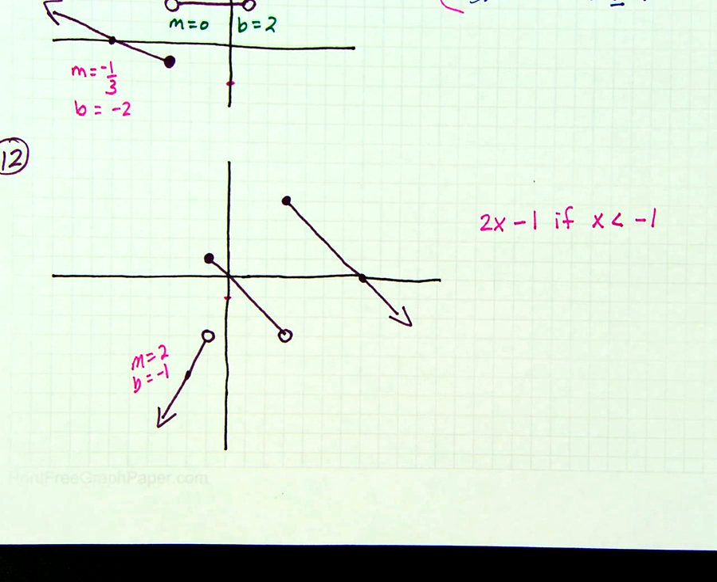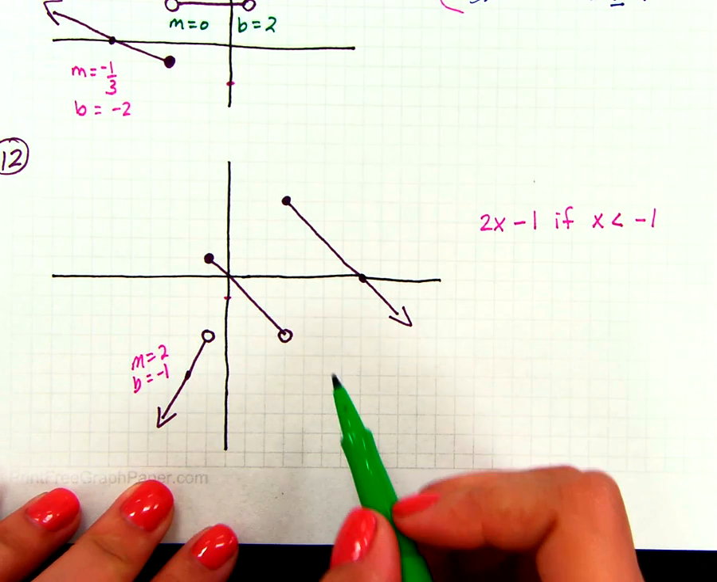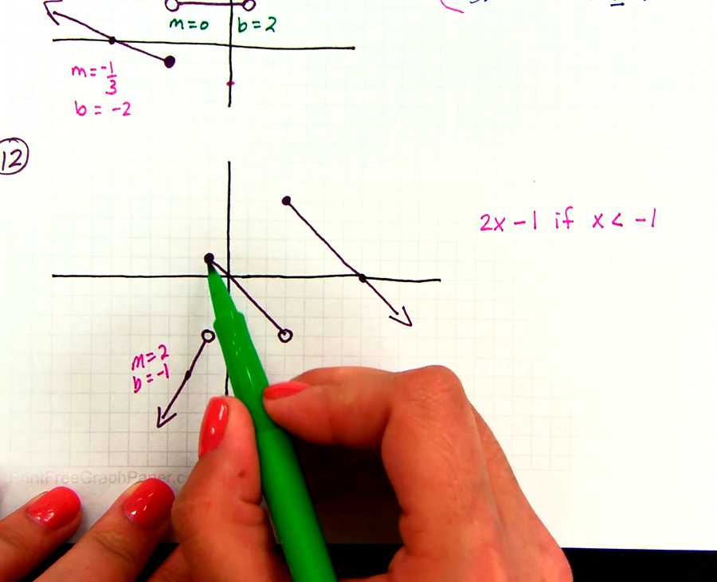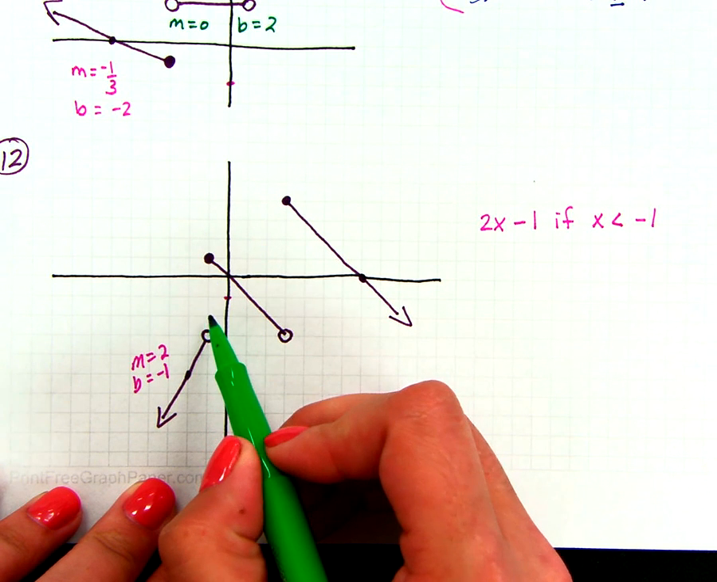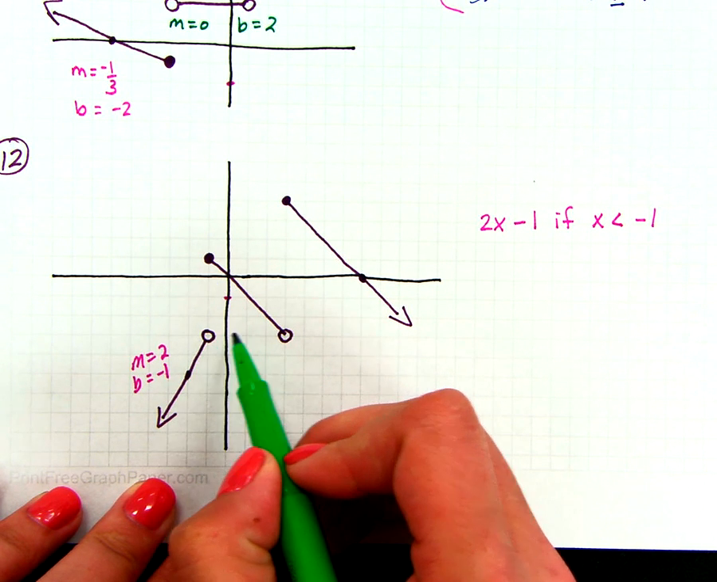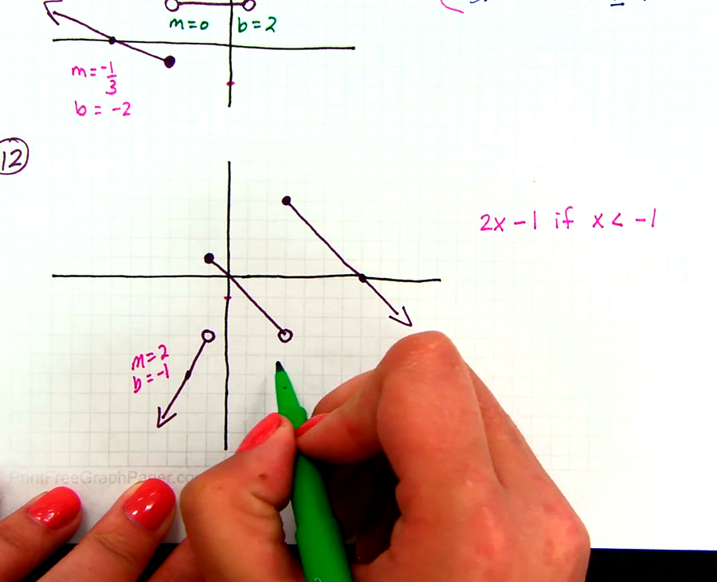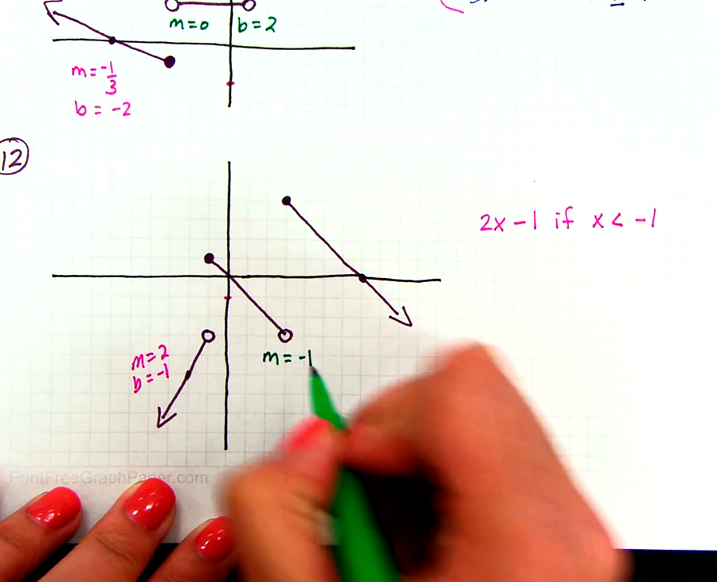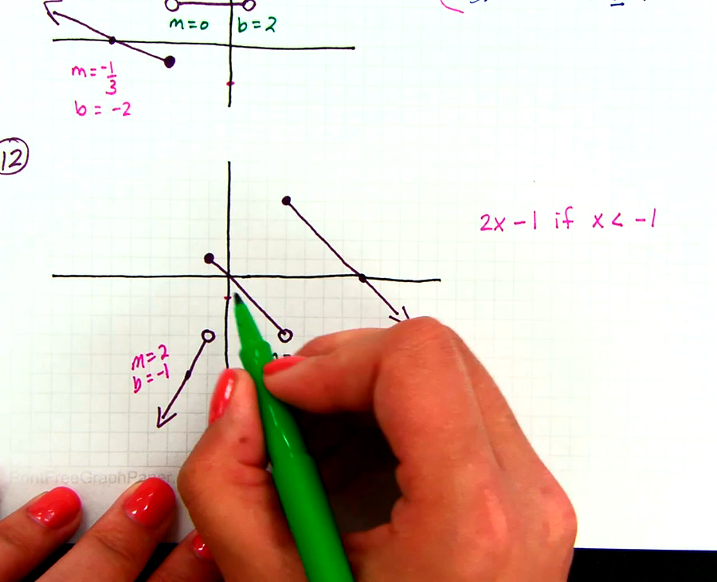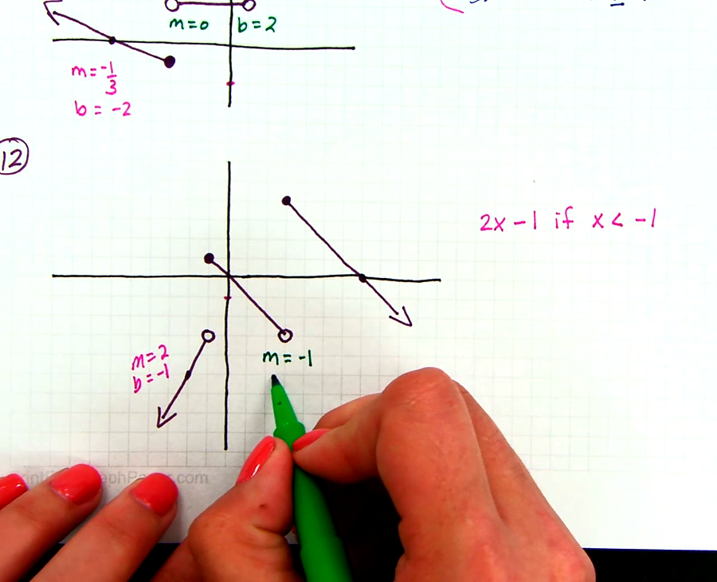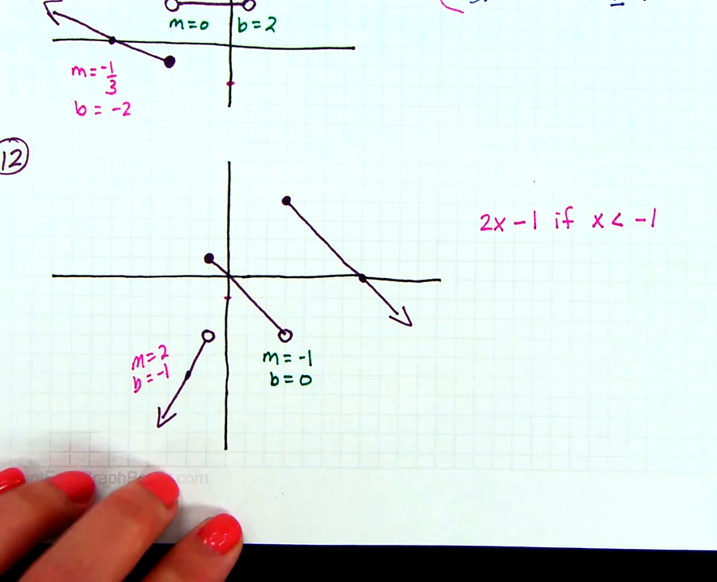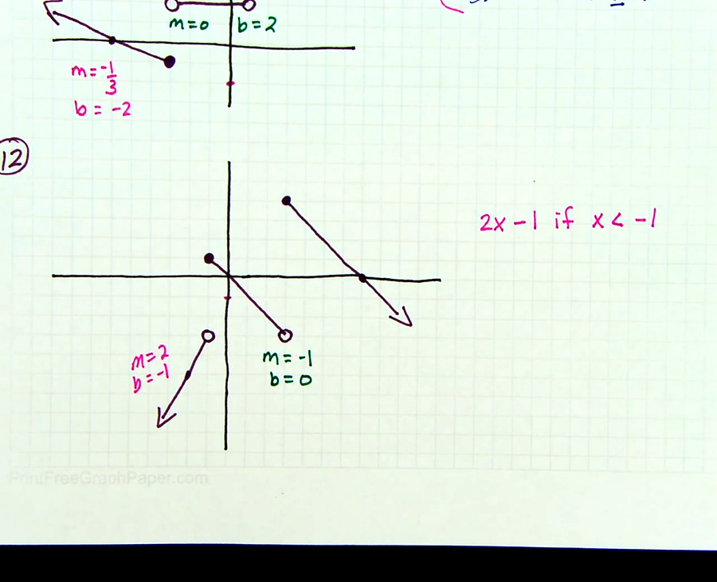All right, next one. So again, we're just going to find our slope. So it looks like we are going down 1, 2, 3, 4 over 1, 2, 3, 4. So if we have -4 over 4, that's going to reduce to -1 for our slope. And it's going through the origin for our y-intercept, so that means b is 0. So we don't even have to write the b for our equation.